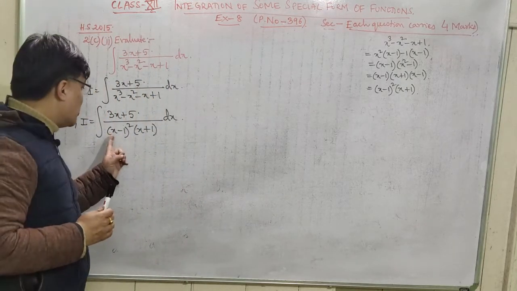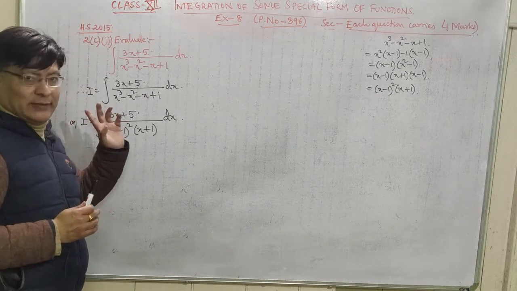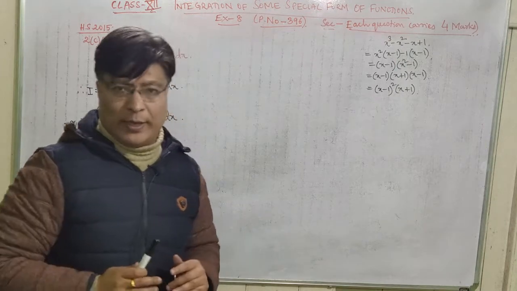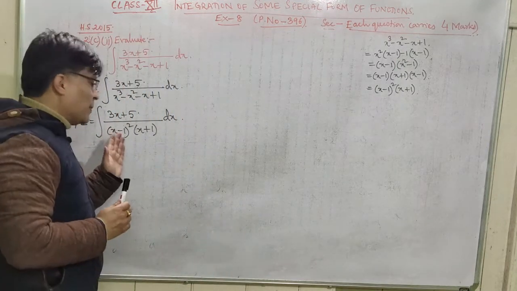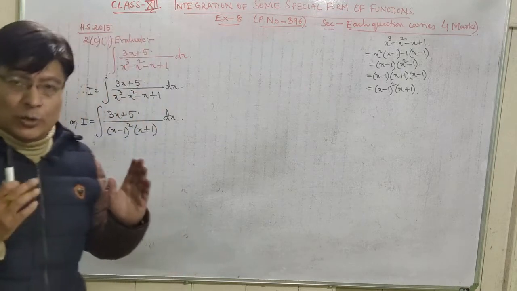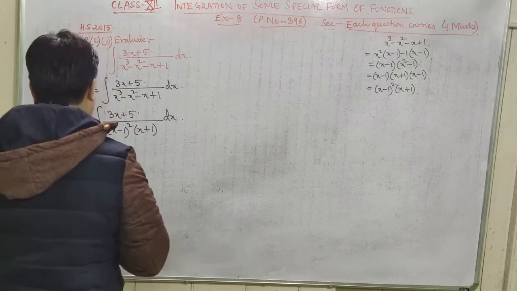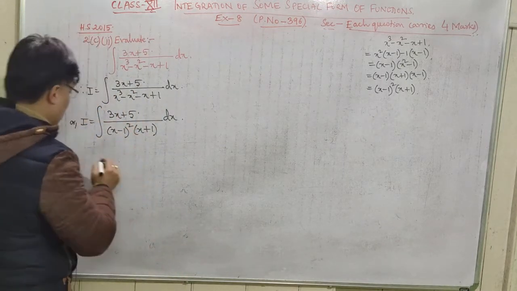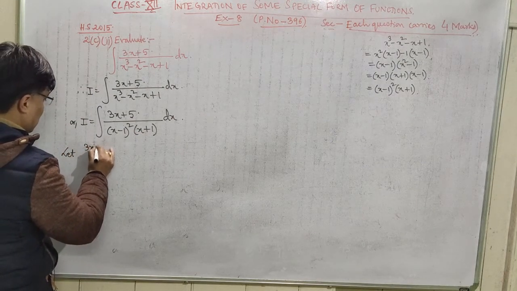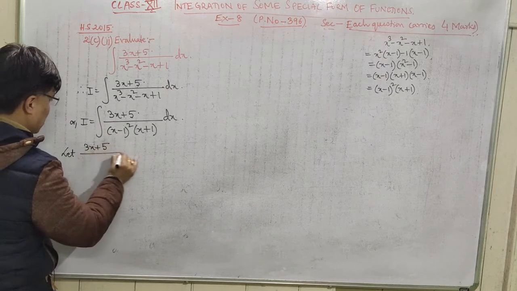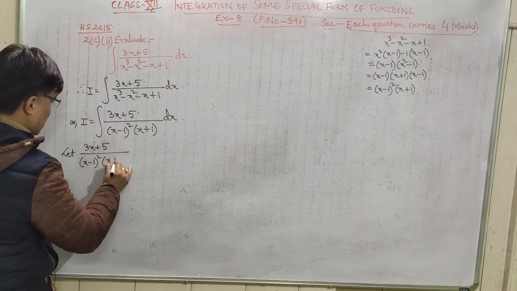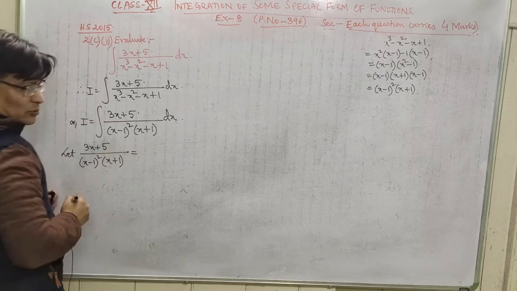That is, in this case we have x minus 1 whole square. So in the previous problem there was no whole square. But in this particular problem we have x minus 1 whole square into x plus 1. So how can you convert this fraction into partial fraction now? So let 3x plus 5 divided by x minus 1 whole square into x plus 1 is equal to.